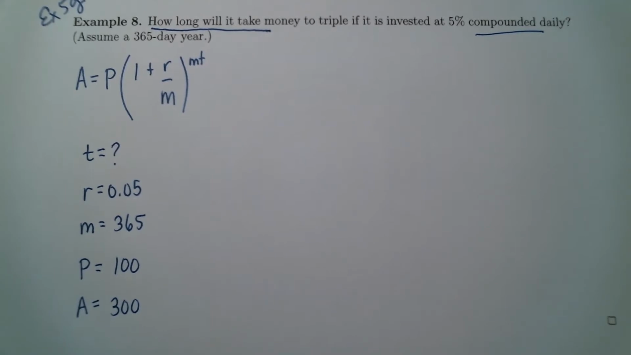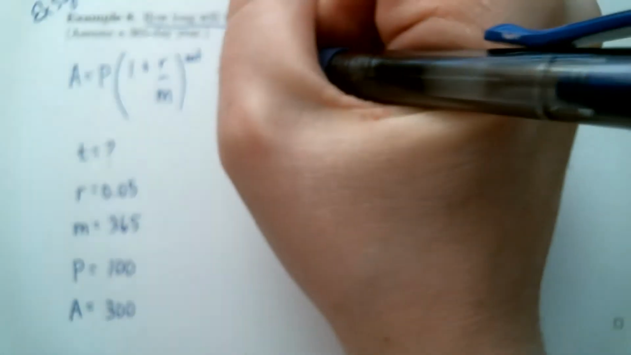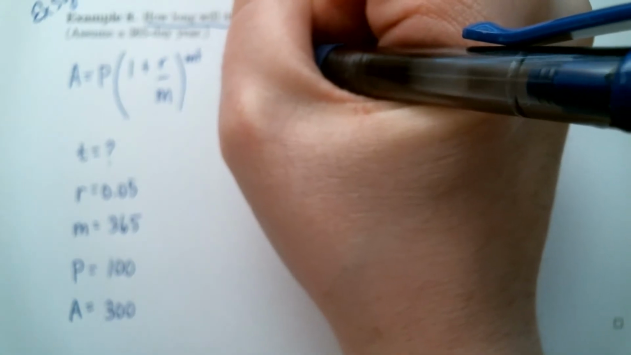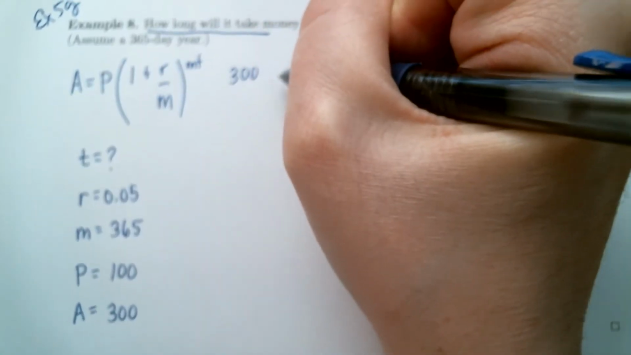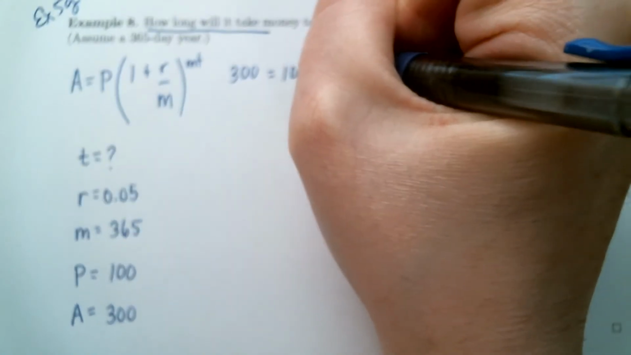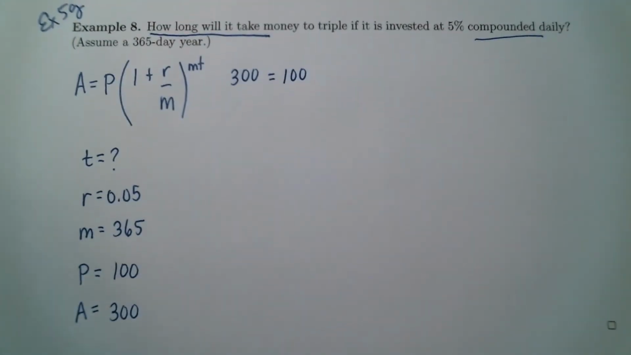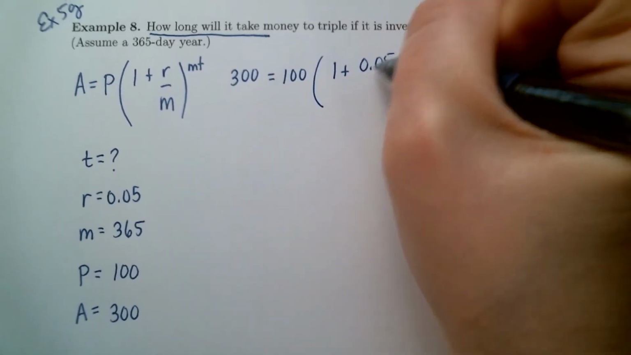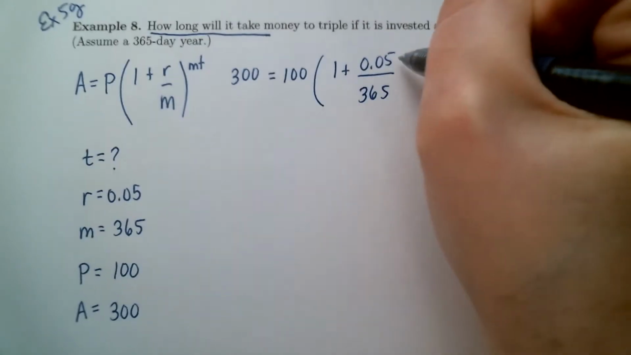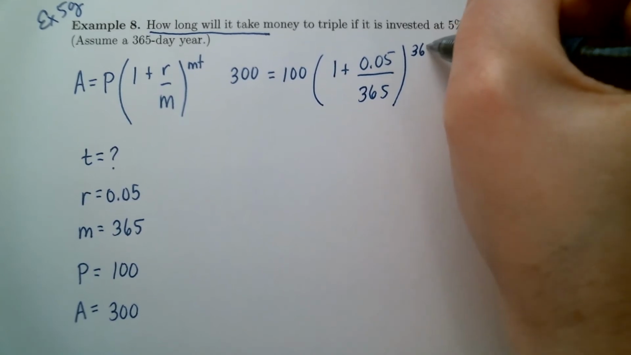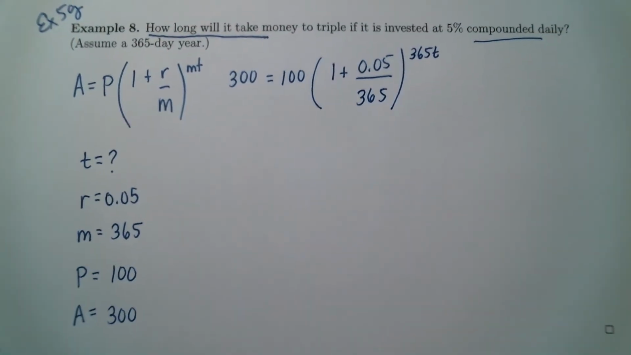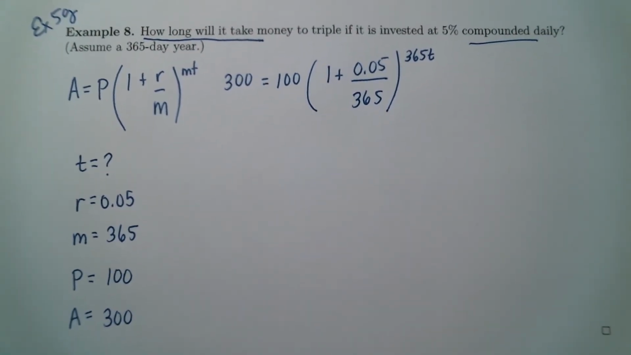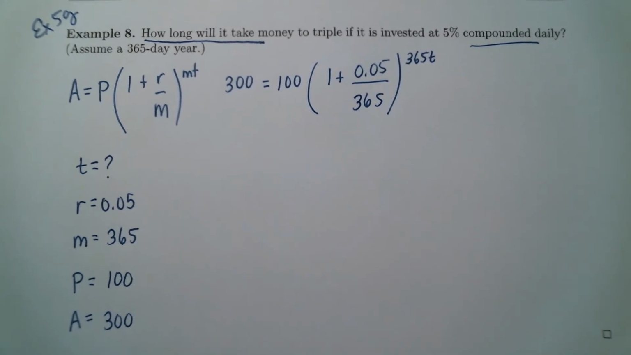So these are your variables. We're going to go ahead and plug in, and then we'll start solving for time. If I plug this stuff in, I'm going to get 300 is equal to 100 times (1 plus 0.05 divided by 365) raised to the 365t power. And our goal now is to solve this for t.